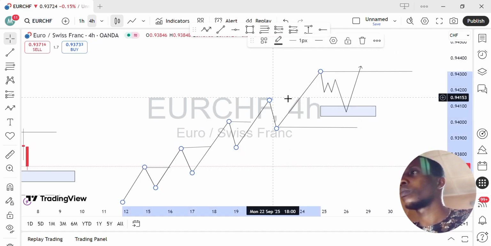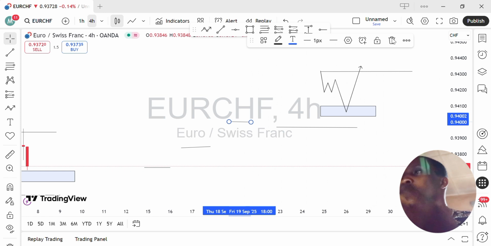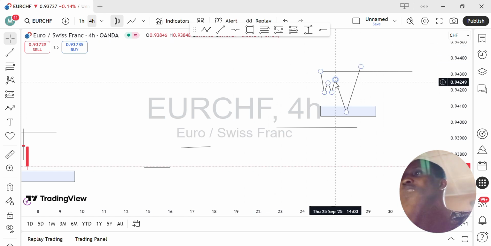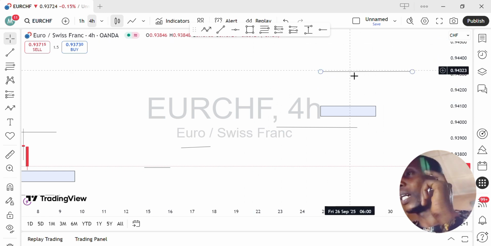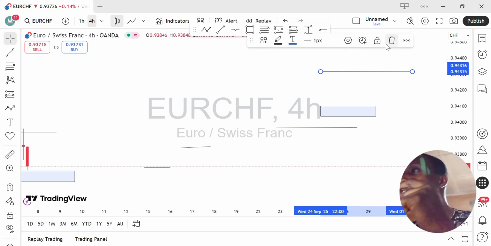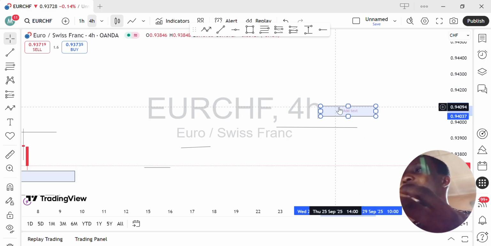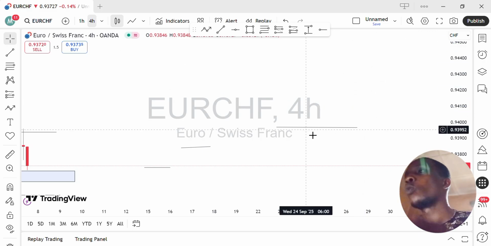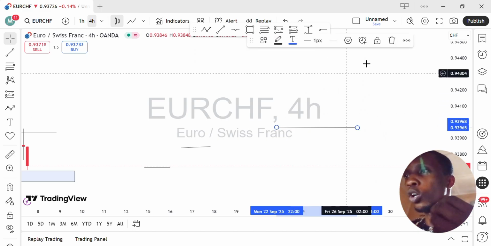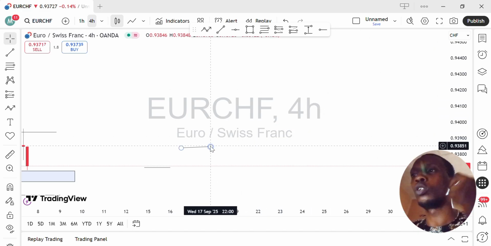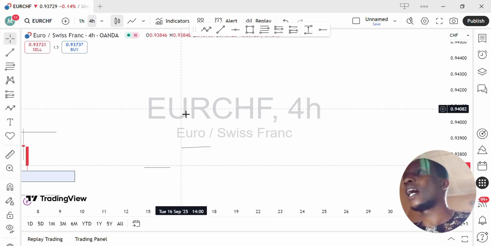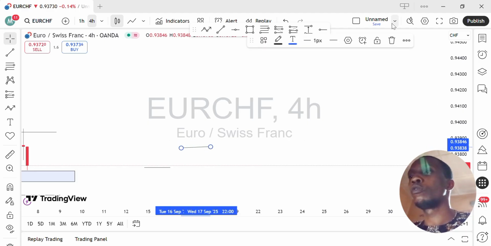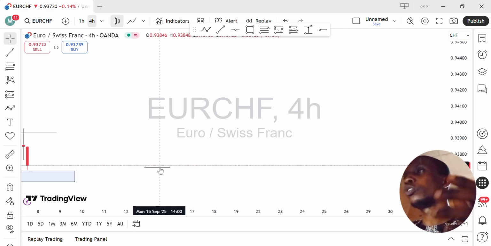We have talked about market structure. Market structure simply means the direction of the market. Where is the market heading to? Is it heading to the upside or is it heading to the downside? Now, when we have a bullish trend, what I will be looking for will be buying opportunities, and when we have a bearish trend, what I will be looking for will be more of selling opportunities.